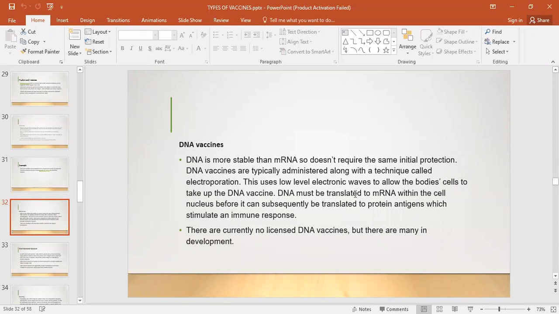DNA must be translated to messenger RNA within the cell nucleus before it can subsequently be translated to protein antigen, which stimulates an immune response. There are currently no licensed DNA vaccines, but there are many in development.